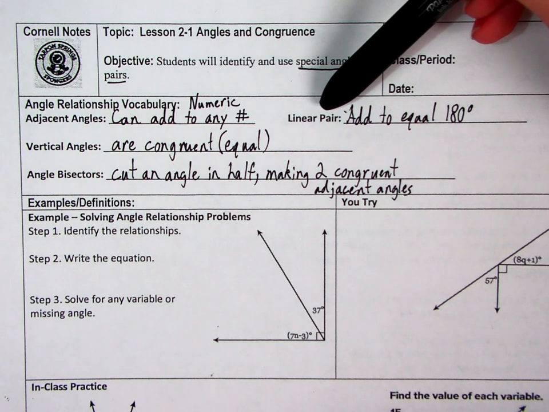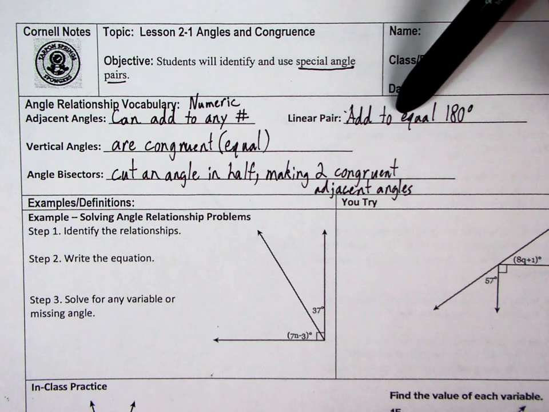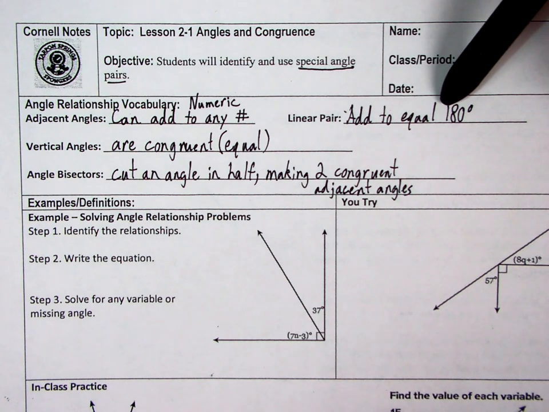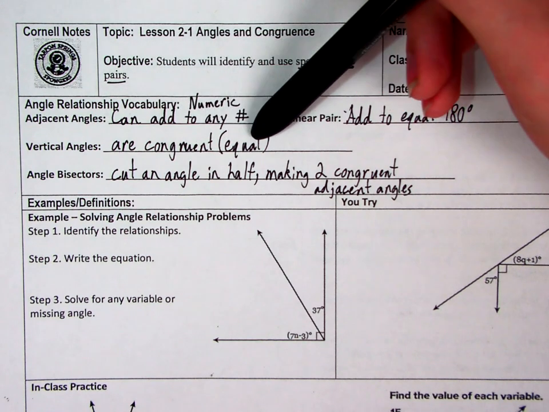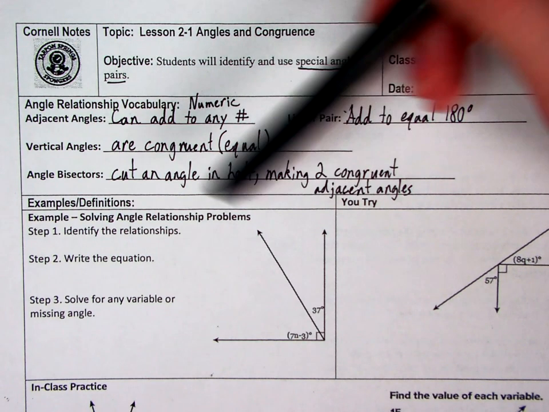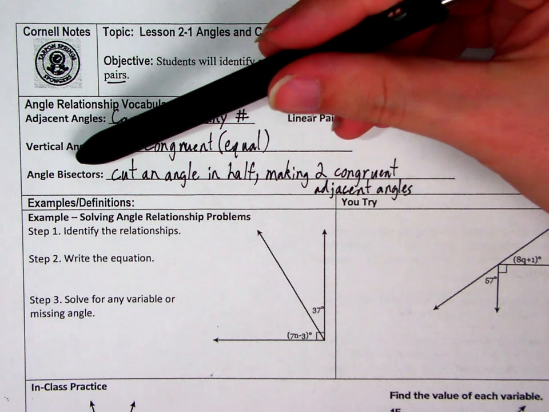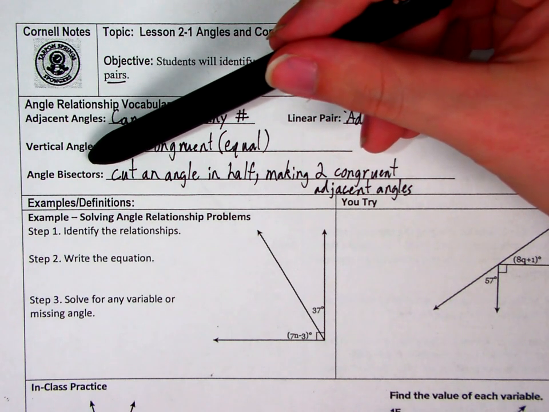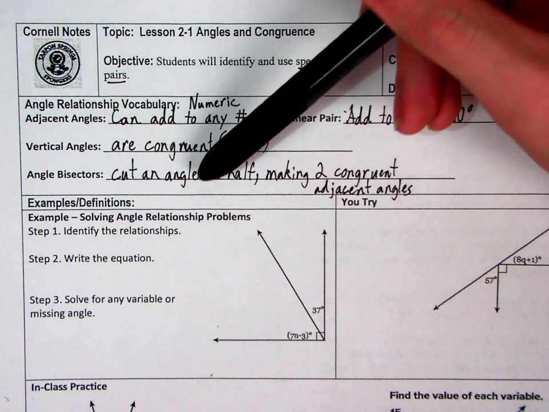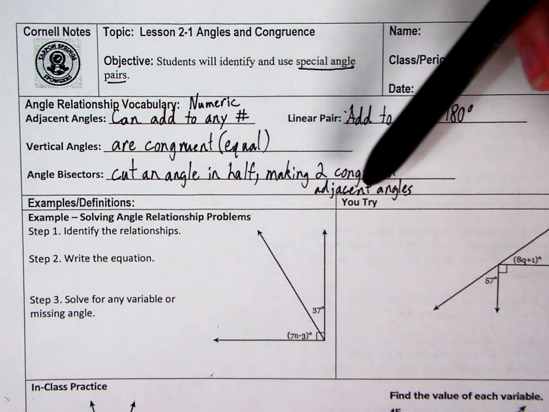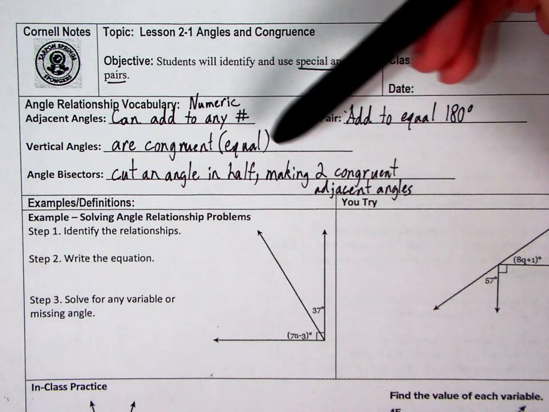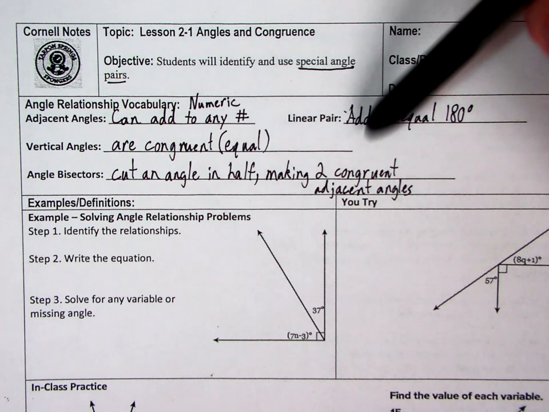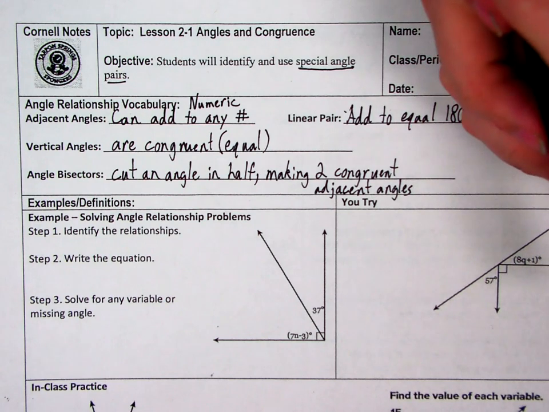Our linear pairs were two angles that add to equal 180 degrees. As a reminder, our vertical angles are congruent, meaning equal. And then we had one new word here, which was angle bisectors. Angle bisectors cut an angle in half, making two congruent adjacent angles. We'll see a problem involving each of these vocab terms in a second.